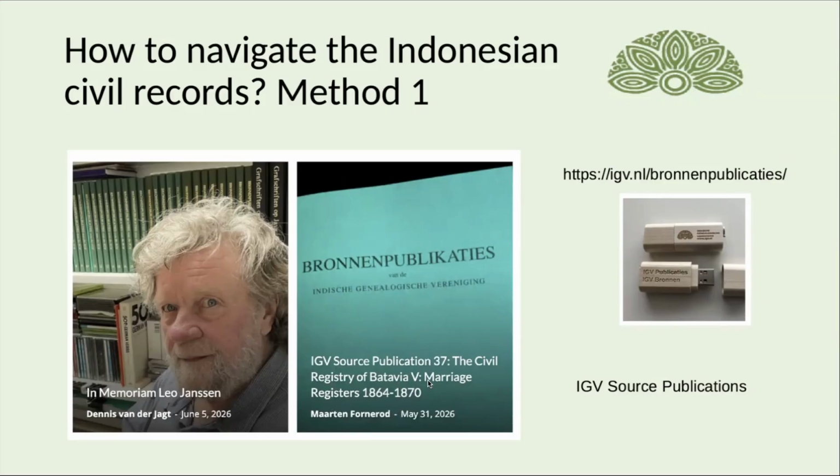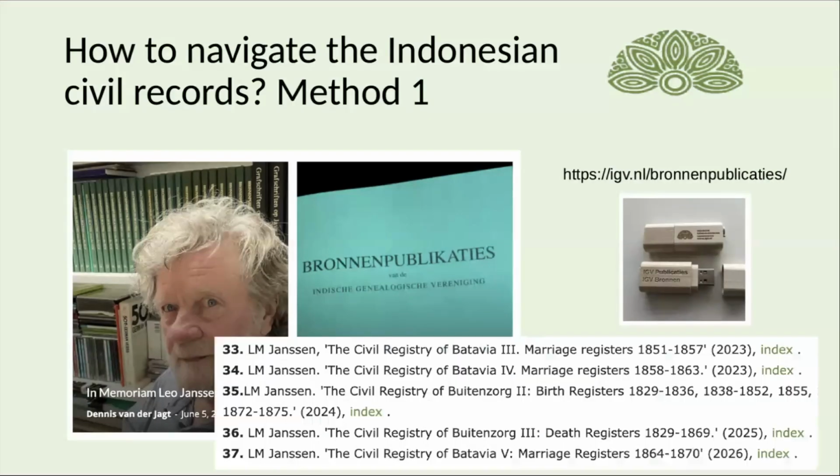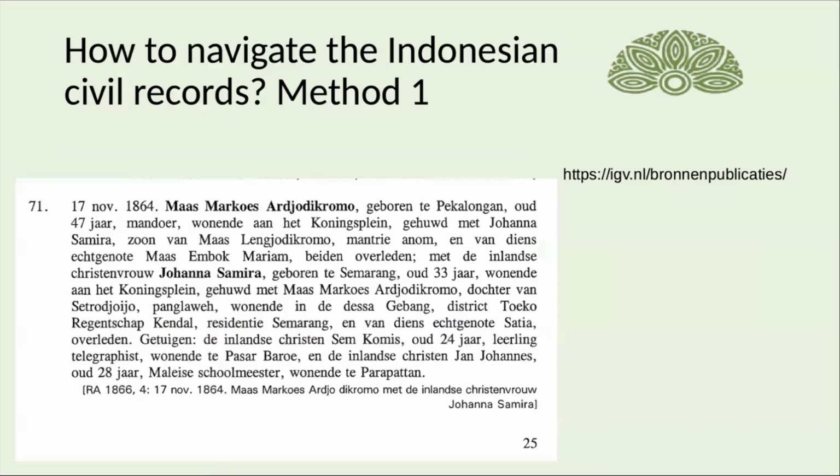So there have been 4 previous volumes, marriage registrations, 1864 to 1870. And yes, this is number 37. Here you see other volumes of this series. And it looks like this, for example.